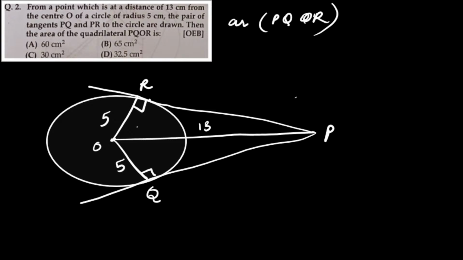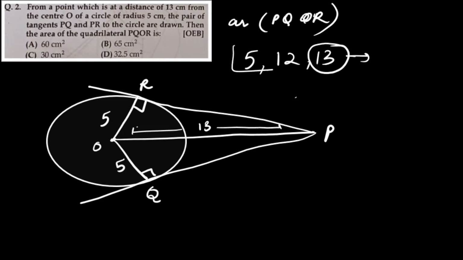So we'll find the length of PQ. Again we can use the Pythagoras theorem. I'm not going to solve it. We know that 5, 12 and 13 is a Pythagorean triplet, where 13 is the hypotenuse. As I have already told you, the central line will be the hypotenuse, the greater side is the hypotenuse. So we can use the Pythagorean triplet 5, 12, 13.